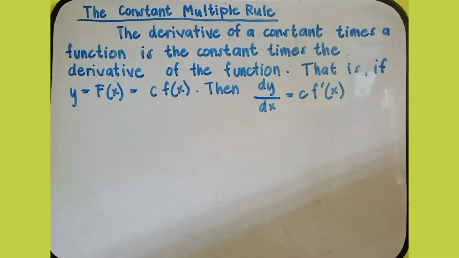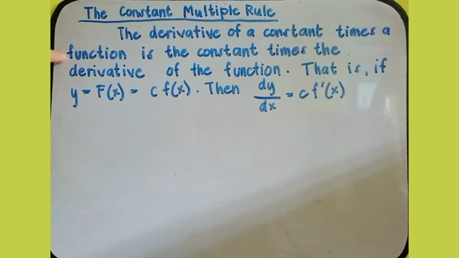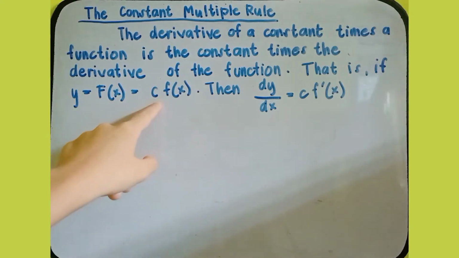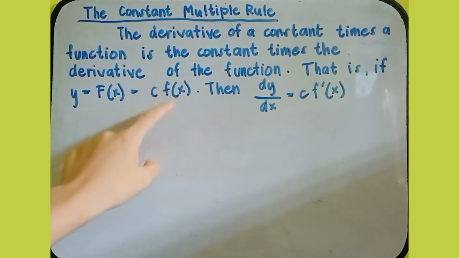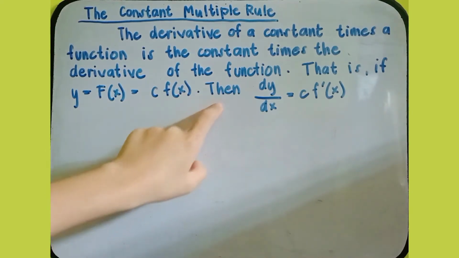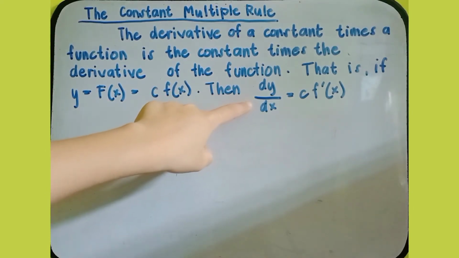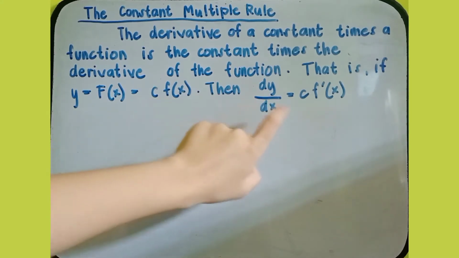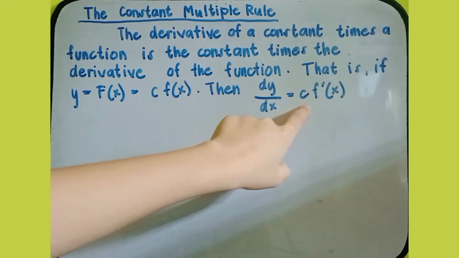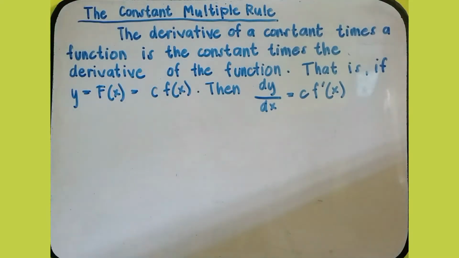Let's now define the constant multiple rule, which says here that the derivative of a constant times a function is the constant times the derivative of the function. That is, if y equals f of x and equals the constant times the function f of x, then our dy over dx, or our derivative, is equal to the constant times f prime of x. Let's now prove this definition.